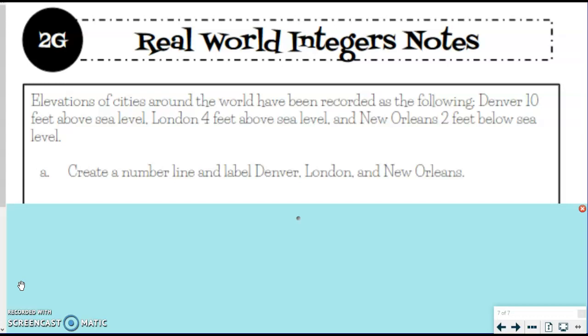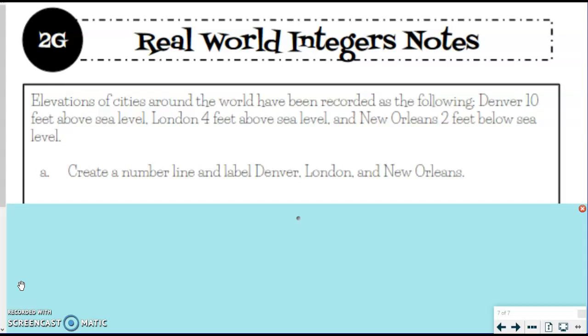So elevations of cities around the world have been recorded as the following. Denver, 10 feet above sea level, London, 4 feet above sea level, and New Orleans, 2 feet below sea level. And A asks us to create a number line and label Denver, London, and New Orleans, okay? So the first thing we need to do, because there is no picture or no number line started for us, we have to draw our number line.